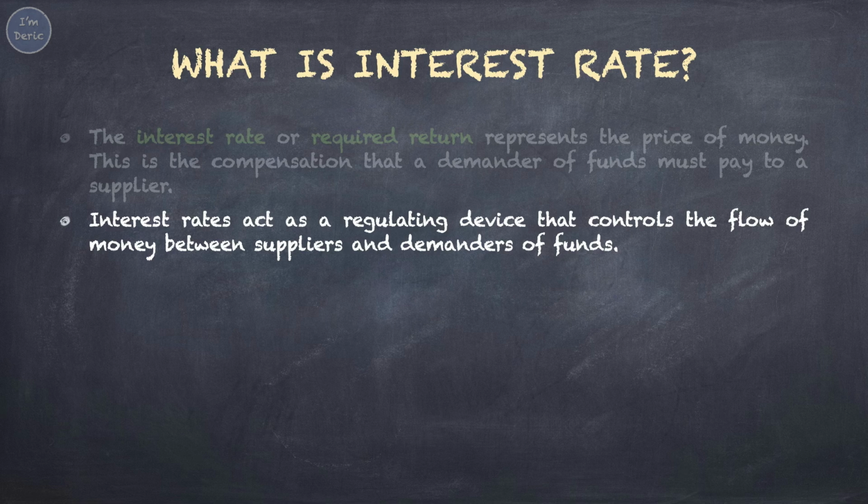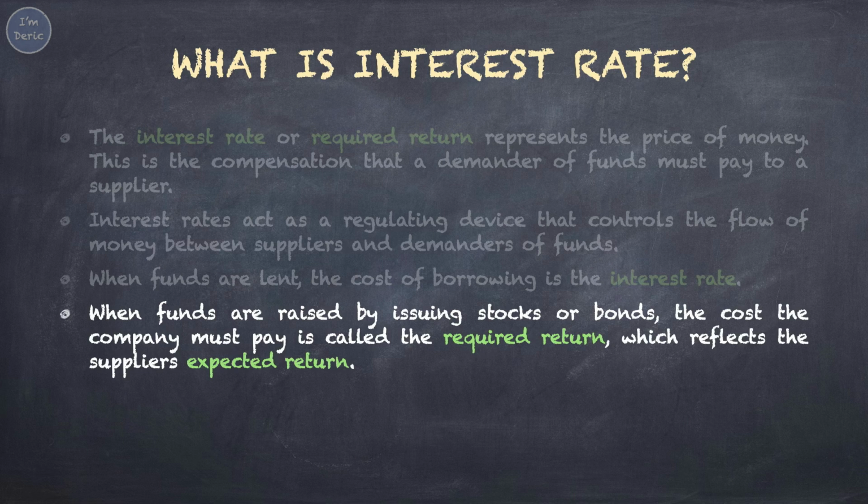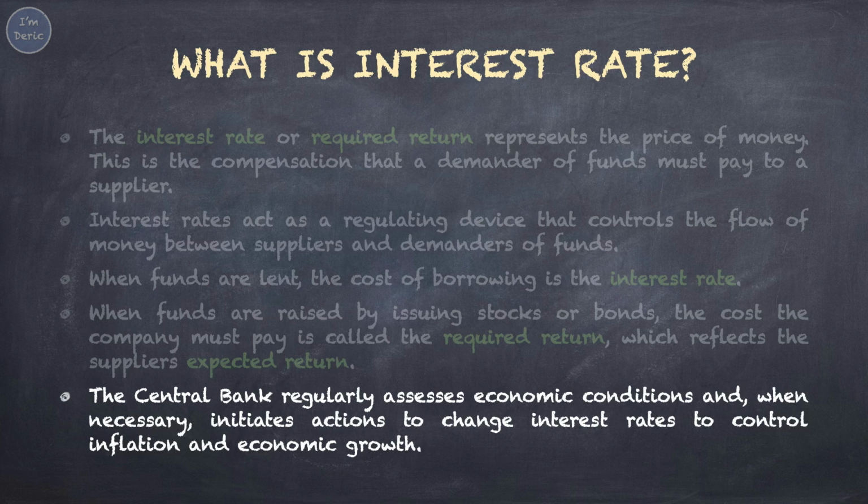When the demand for funds increases, the interest rate tends to rise. Conversely, when the supply of funds increases, the interest rate tends to fall. When funds are lent, the cost of borrowing is the interest rate. When funds are raised by issuing stocks or bonds, the cost the company must pay is called the required return, which reflects the supplier's expected return. The central bank regularly assesses economic conditions. When necessary, it initiates actions to change interest rates to control inflation and economic growth.